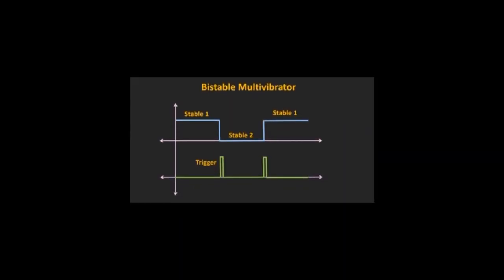Here you can observe that whenever an external trigger happens, the output of the bistable multivibrator changes from one stable state to the other stable state. So depending on the triggering action, the output changes from one state to the other.